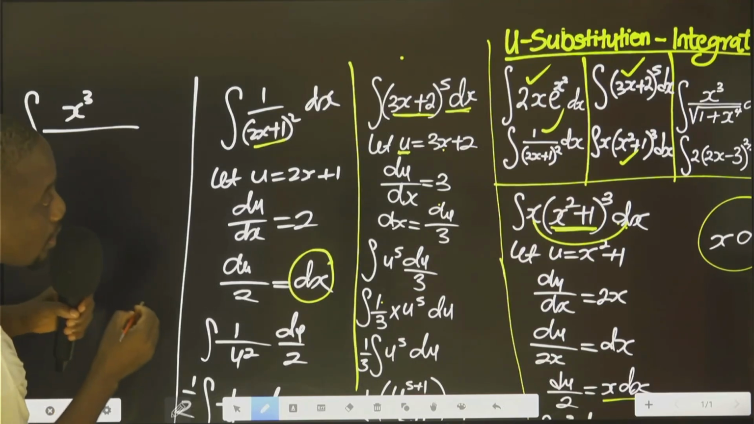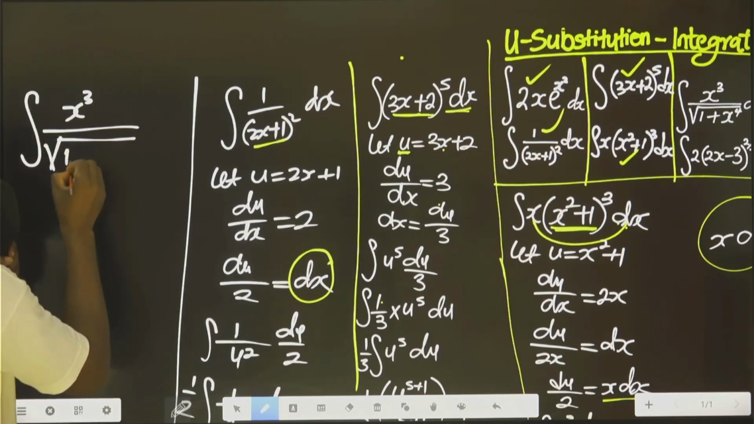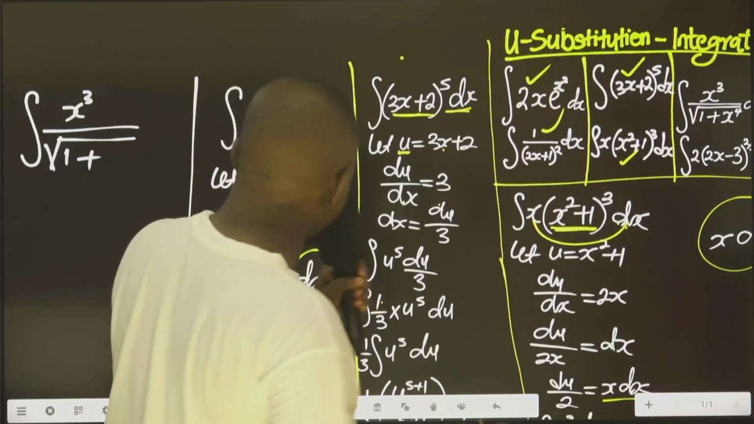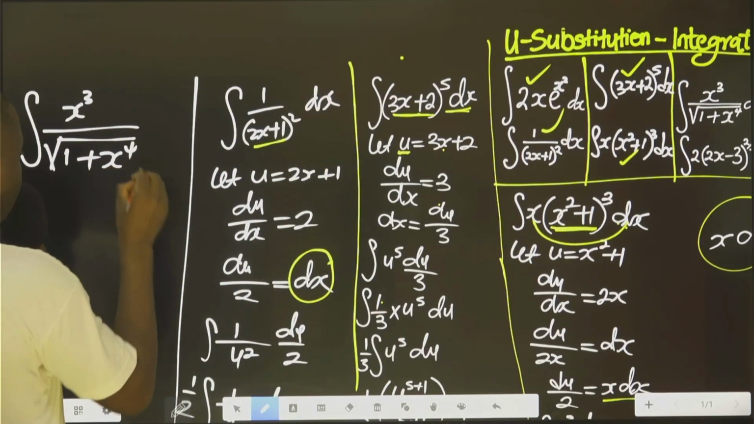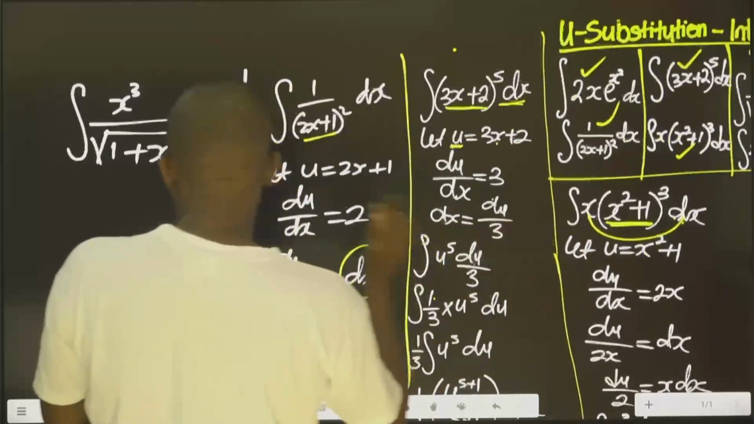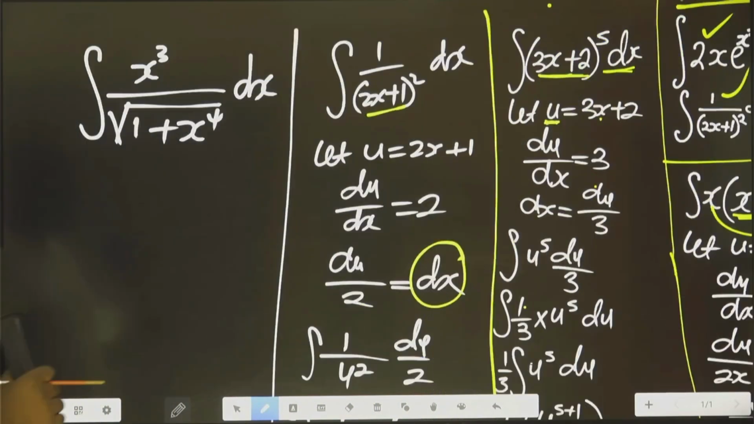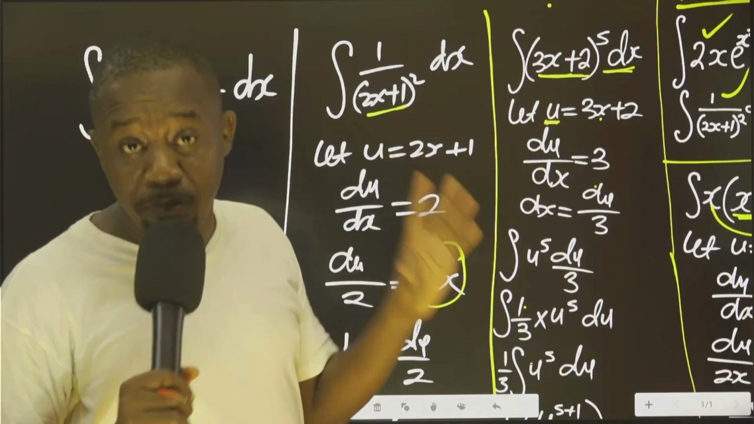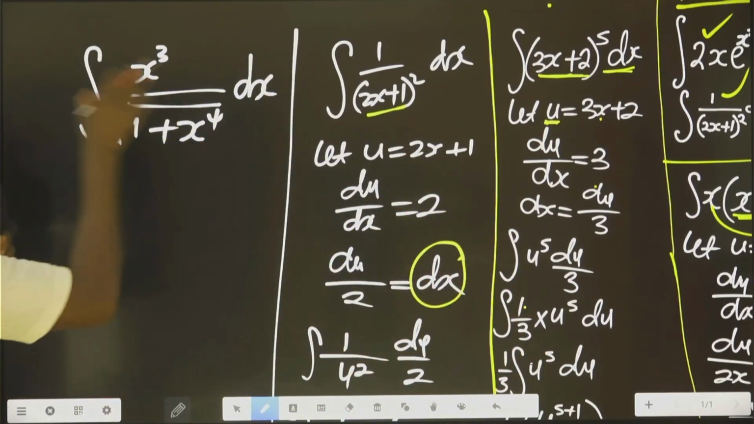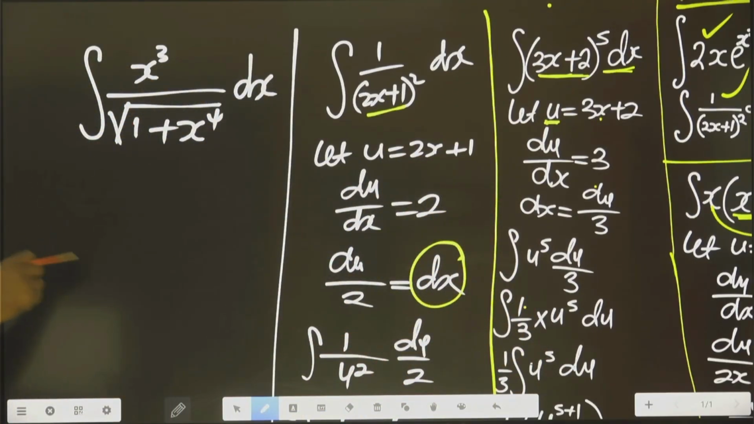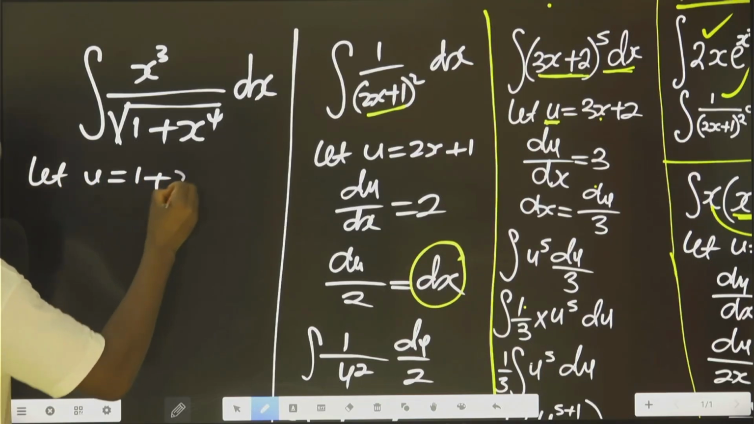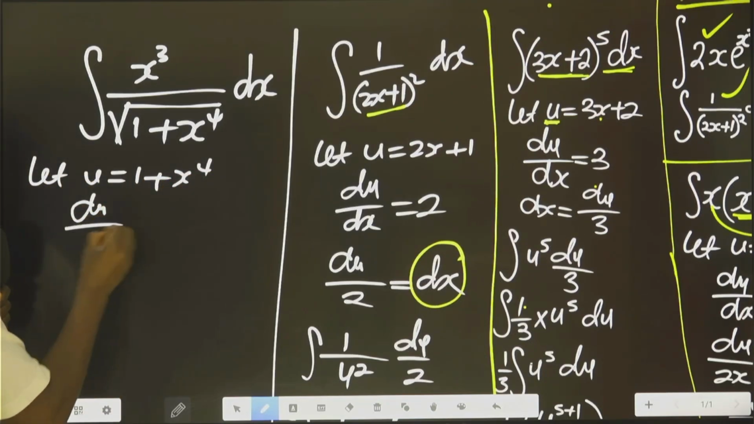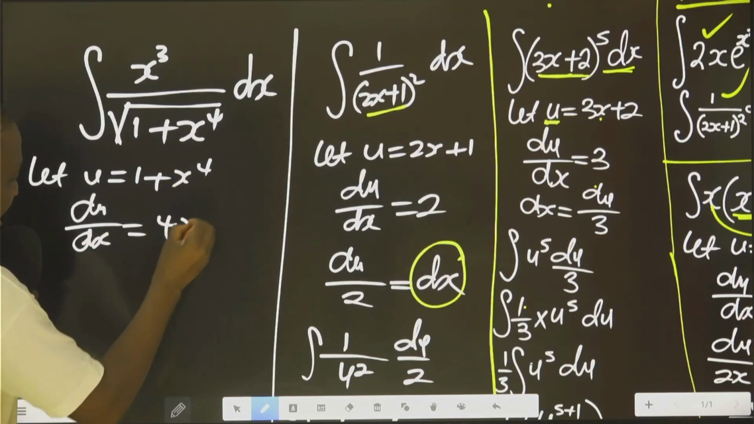1 plus s raised to power 4. Because s cannot help us, we are going to replace s with u. The one that is most complex here, if you check very well, is 1 plus s raised to power 4. So therefore, we're going to say let u be equals to 1 plus s raised to power 4. We do du over ds. This will give us 4s raised to power 3.